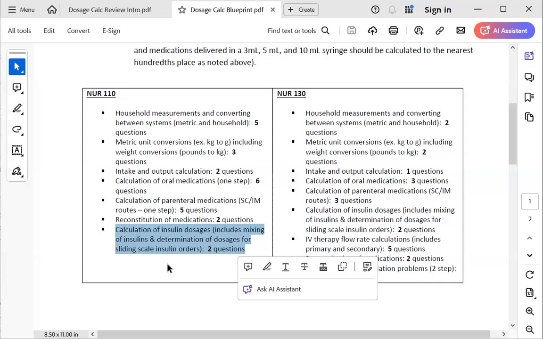Now, my intention with this class is to introduce you to definitely the things for 110. But then I also want to introduce you to some of the things that you're going to see in the follow-up semesters, 130, 220, 230, and 240. I'll segregate that and say you don't need to worry about this for the 110, but this is something you can come back to if you need to.